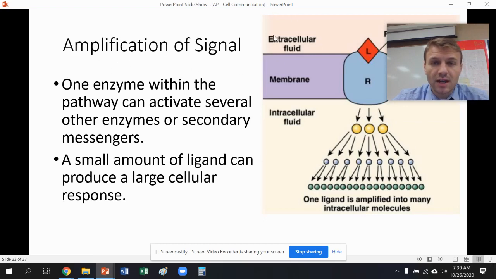Amplification of signal. This is what the cascades can do. So once one kinase is activated, it's going to activate other kinases or other molecules, and they're going to get this exponential growth of the cellular response. This looks like it could be a problem, but this is really good for the cell. This means that the cell can respond very quickly to a stimulus. If you think about epinephrine, you want your body to quickly produce the cellular response because you are in a life or death situation.